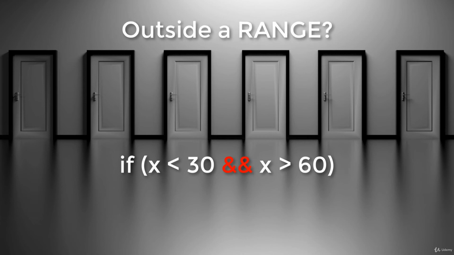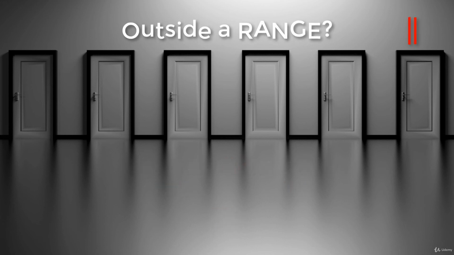So let us take the value of 20. 20 is outside the range of 30 to 60. Can 20 be less than 30? Yes. Can 20 also be more than 60 at the same time? Definitely not. So it's clear that we cannot use the AND operator again to check for values outside of a range. We can use it to check values inside a specific range. So we must use the OR operator.